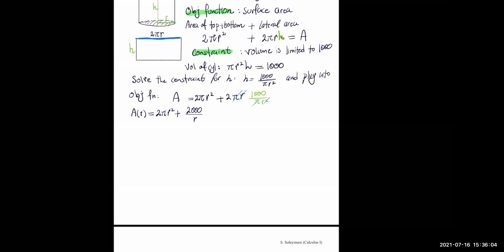Is it 2,000 over pi r or just only r, Professor? What is that? 2,000 over pi r or just only r? The pi's cancel, didn't they? Here, these pi's cancel out. Right? Don't the pi's cancel? Am I missing something? Okay.